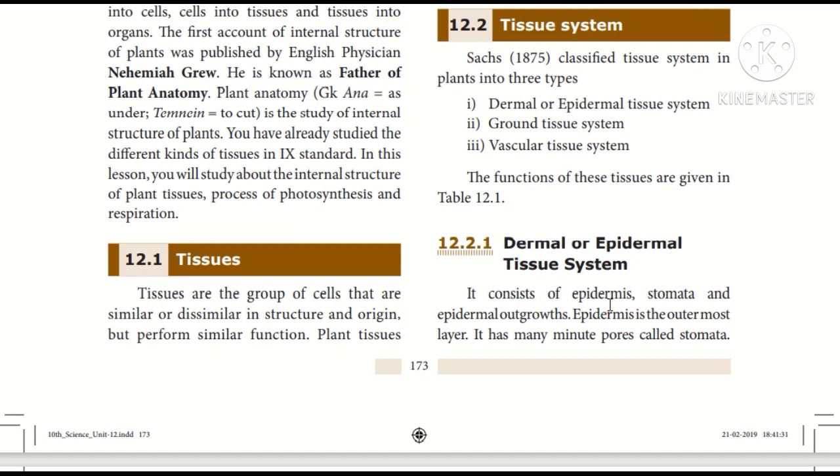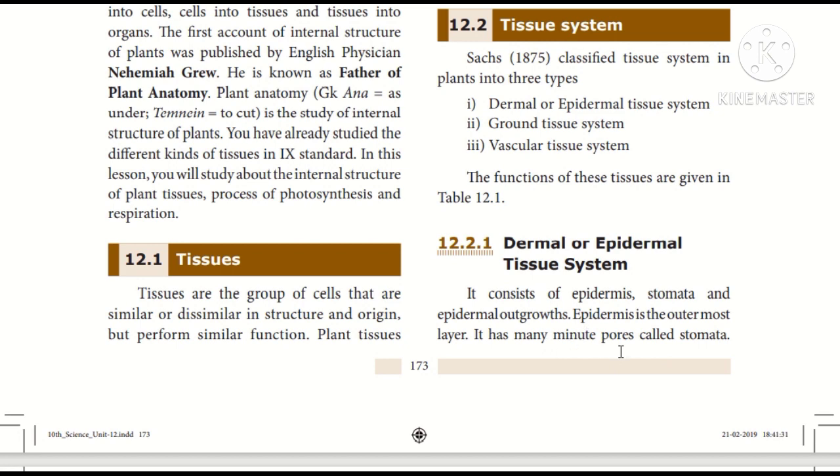Epidermis is the protective layer, that is the outer covering, and hypodermis is the layer present below the epidermis. The dermal tissue consists of epidermis. The outermost covering is called epidermis. Stomata and epidermal outgrowths are seen. And what is an epidermis? It is the outermost layer, and it is only in the epidermis you can see the minute pores.